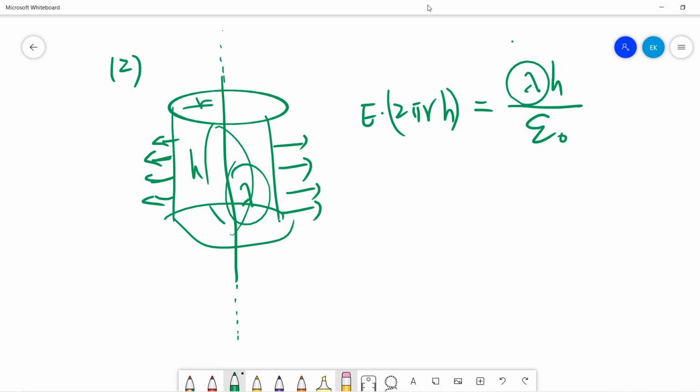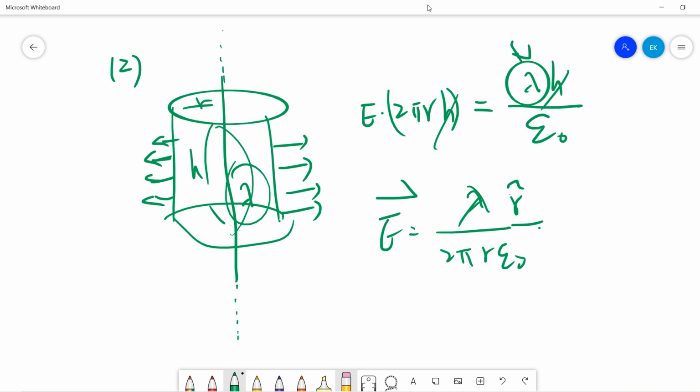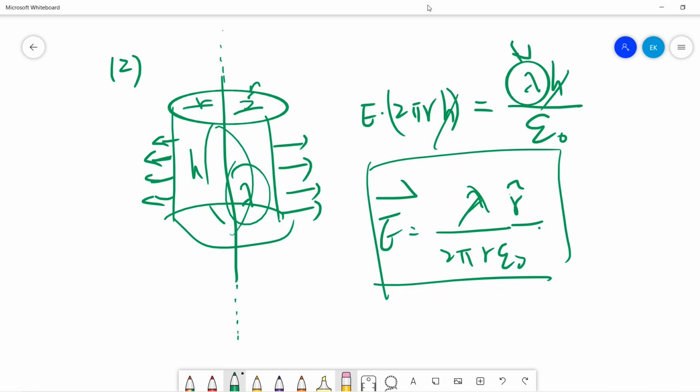So this is the line charge density. The H cancels, and E will be lambda divided by 2 pi R epsilon. So you see it goes as 1 over R, and if you want to write the vector form, you just write it as this, where the R hat is in these directions. So this is the second application, the electric field of a single infinite line.